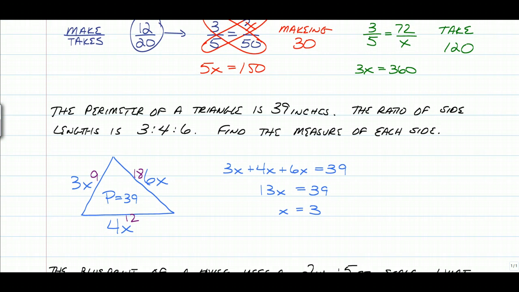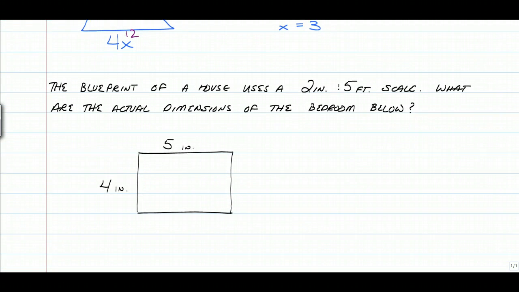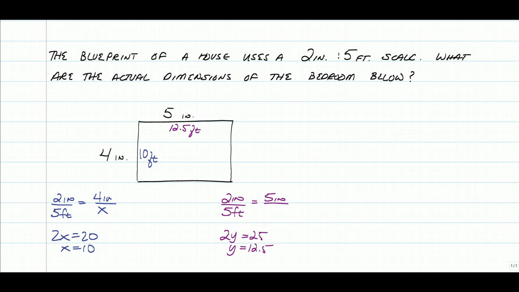So there's one more. I'm just going to let you try this one on your own. When you're ready, pause the video, give it a try. When you're ready to see the answer, click play again. So the blueprint of a house uses a scale where 2 inches represents 5 feet. What are the actual dimensions of the bedroom below? This bedroom on the blueprint has 4-inch by 5-inch dimensions. If the scale is 2 inches represents 5 feet, then what are the actual dimensions of this bedroom? Go ahead, press pause, try it on your own. As soon as you're ready, click play. Give it a shot. If you found that the dimensions of this bedroom are 10 feet by 12.5 feet, you are correct.